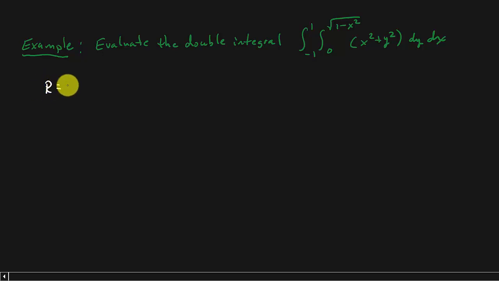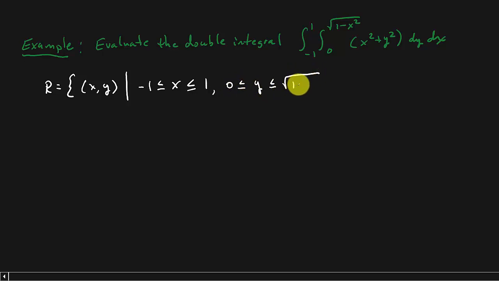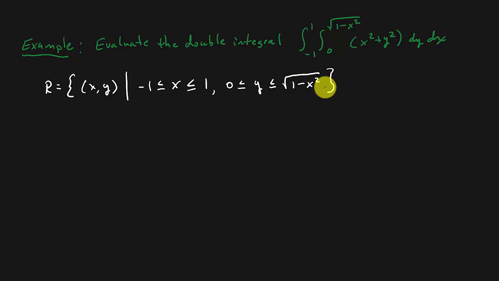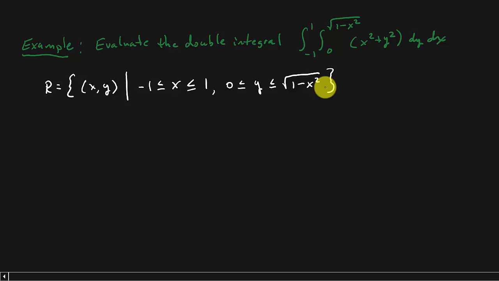So right now what we have is the set of all x, y such that x is between -1 and 1, see that? And y is between 0 and square root of 1 minus x squared. That's what we have right now. So let's convert this to polar coordinates. And before we do that, or something to help us do that, is maybe sketch a picture of it.